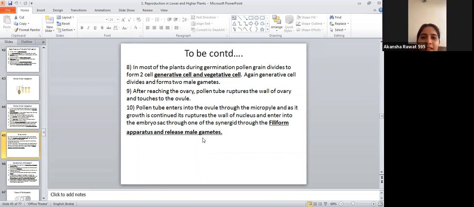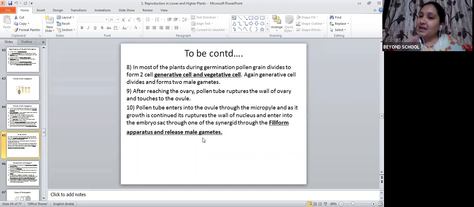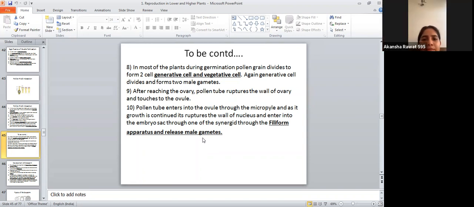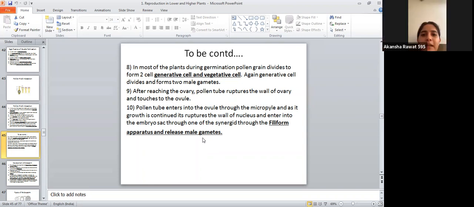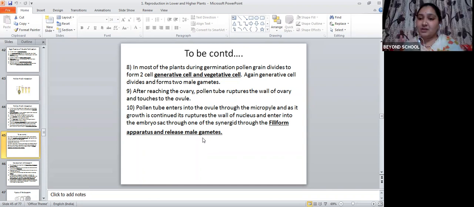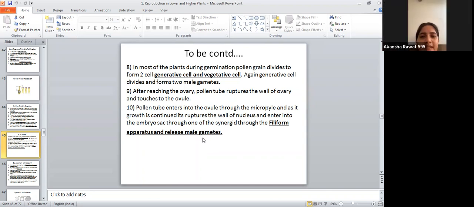the embryo sac. After the male gametes are released into the embryo sac, you also know one male gamete goes and fuses with what? With the egg cell, and what is it going to form? Diploid zygote. Very good. And the second one is going to fuse with the secondary nucleus, and it is going to form the triploid primary endosperm nucleus. Very good.